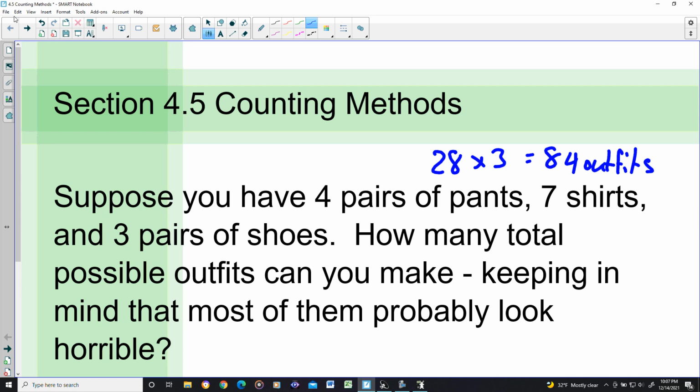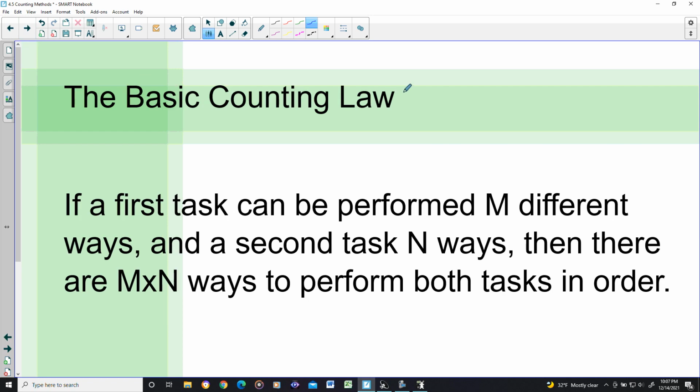All right, so this leads to a very important principle, the basic counting law. Sometimes this is also called the fundamental theorem of counting. If you have a task that's performed m different ways and a second task that's performed n ways, then you can multiply those ways together to find the number of outcomes you can get for those tasks. So this was the same thing as before. If I have 5 different ways to do the first task and 6 different ways to do the second task, then I have a total of 30 different ways.